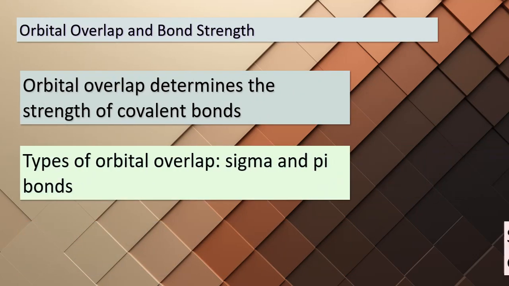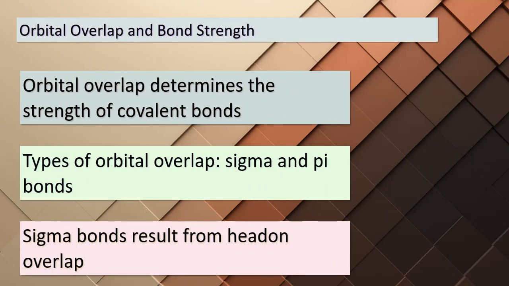Greetings, inquisitive minds. Today, we're taking a deeper look at the relationship between orbital overlap and the strength of covalent bonds. The extent of orbital overlap directly influences how strong the resulting bond will be. There are two primary types of orbital overlap, sigma and pi bonds. Sigma bonds emerge when two orbitals directly align, head-on. On the other hand, pi bonds form through the sideways overlap of p orbitals. These distinctions in overlap contribute to the unique properties of various molecules. So, as we progress, remember that the way electrons share space impacts the robustness of the bonds formed.